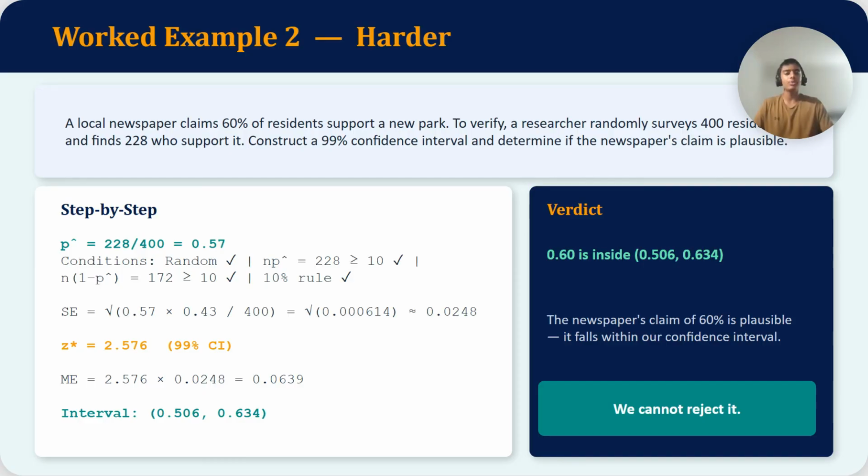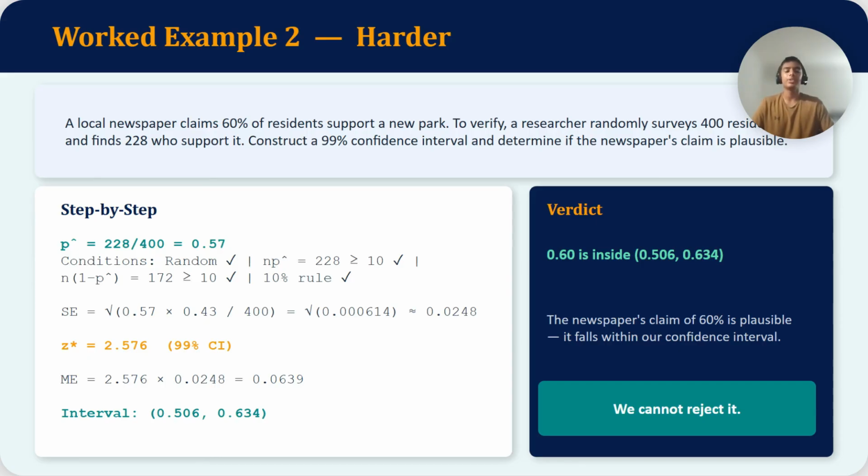P hat is 228 over 400, which is equal to 0.57. The conditions: random, large count, 228 and 172 are both well over 10. So the 10% rule is also fine. Now, the standard error, square root of 0.57 times 0.43 over 400 equals approximately 0.0248. Z star for 99% is 2.576. The margin of error is 2.576 times 0.0248, which equals 0.0639.